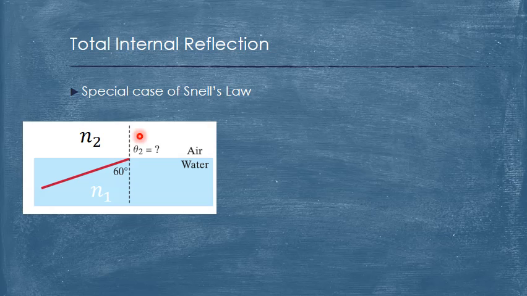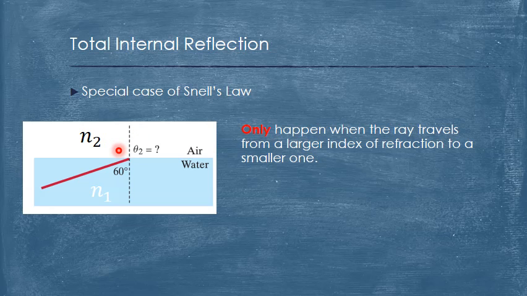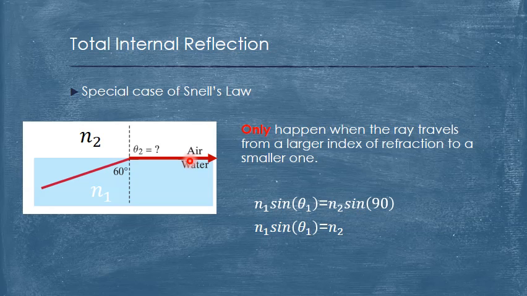A special case of Snell's law is called total internal reflection. And you have your two mediums. This only happens when you go from a larger index of refraction into a smaller index of refraction. And what happens is the transmitted or the outgoing ray gets bent perpendicular, or I should say parallel, to the interface between the two surfaces. If we do that, the angle theta 2 is 90 degrees. So the sine of 90 degrees is 1. So we get this expression.